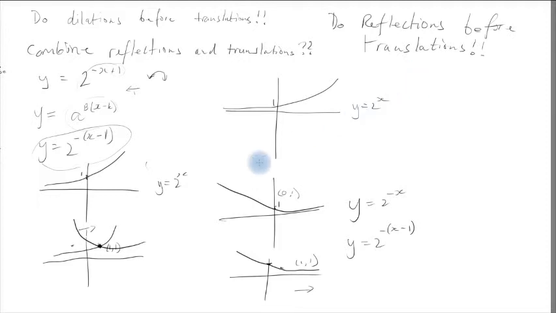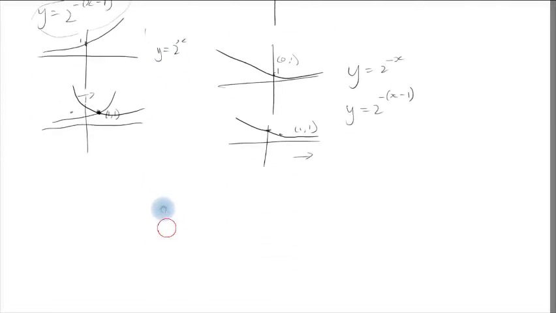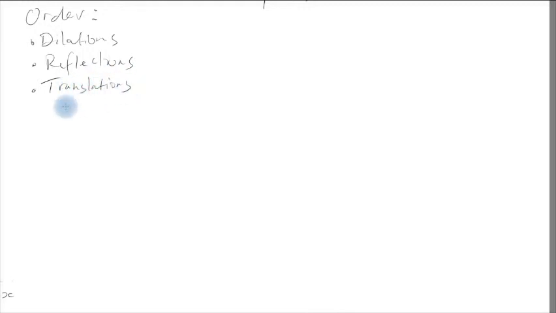So let's get some extra space and just write order. If it was me, I would do any dilations, then I would do reflections, and then I would do translations. Do that and you should be fine.